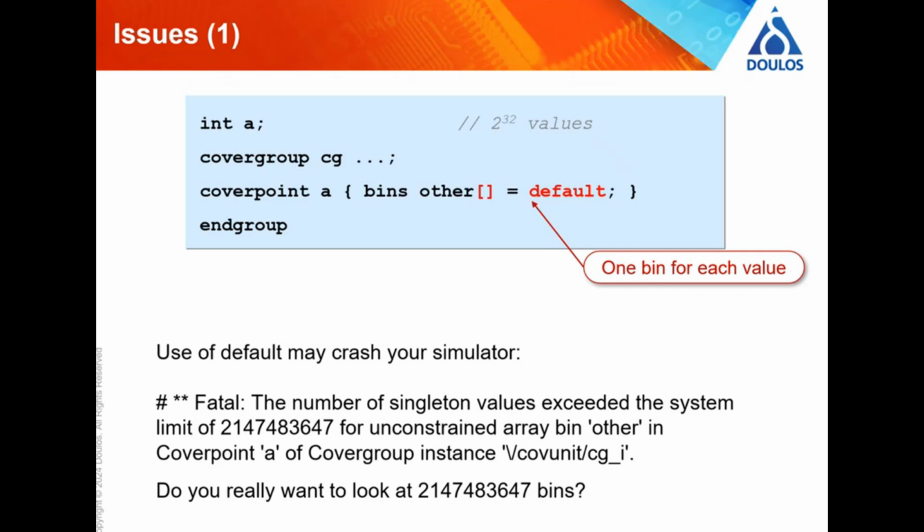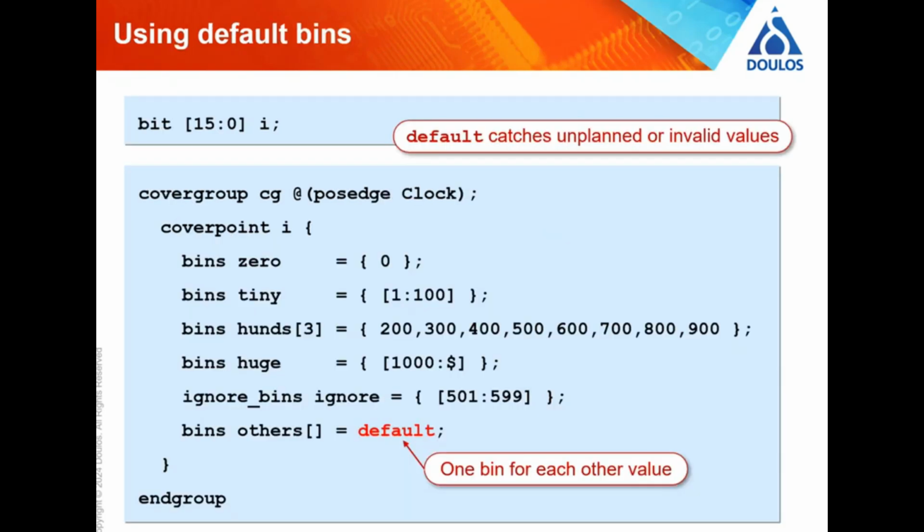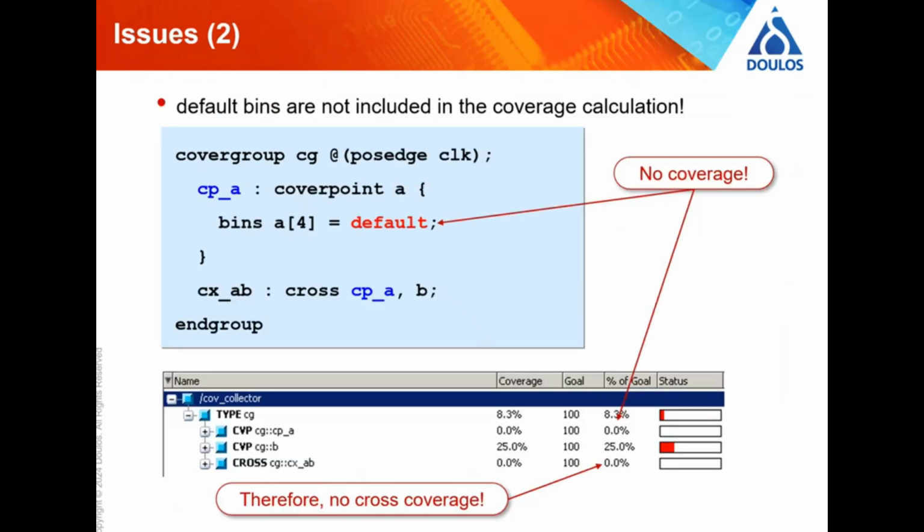But the other problem is that the default keyword pulls those values out of the coverage calculation. What if you just wanted a catch-all that included it all in there? So for example, over here, look what happens. Here I'm taking all possible values, binning them into 4 bins, but because it pulls it out of the coverage calculation, now I've got 0 coverage for cover point A. So when I cross it, guess what I get? 0 coverage for my cross.